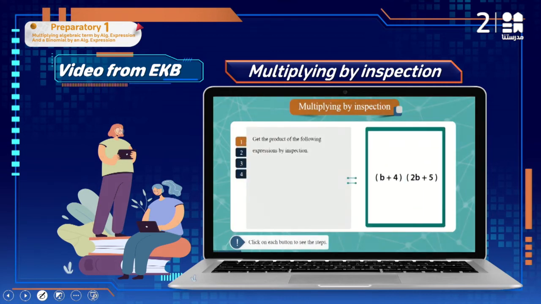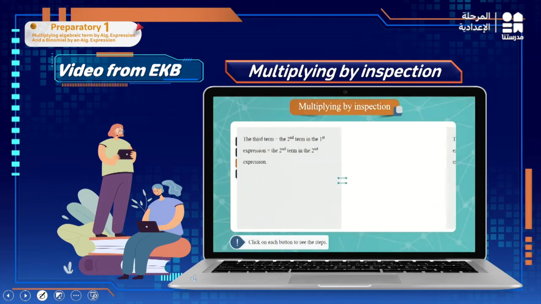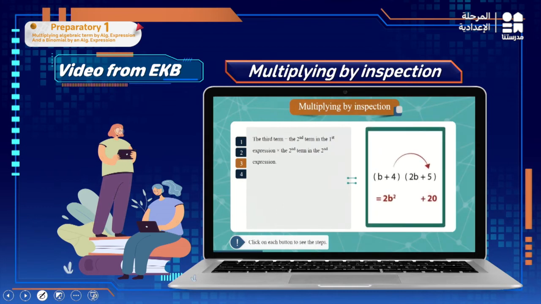Look at the expressions on the screen, b plus 4 and 2b plus 5. To get the product of multiplying these expressions by inspection, we do the following step. To get the first term, we multiply the first term in the first expression b by the first term in the second expression, which is 2b. The first term equals 2b squared. To get the third term, we multiply the second term in the first expression, which is 4, by the second term in the second expression, that equals 5. The third term is 20.